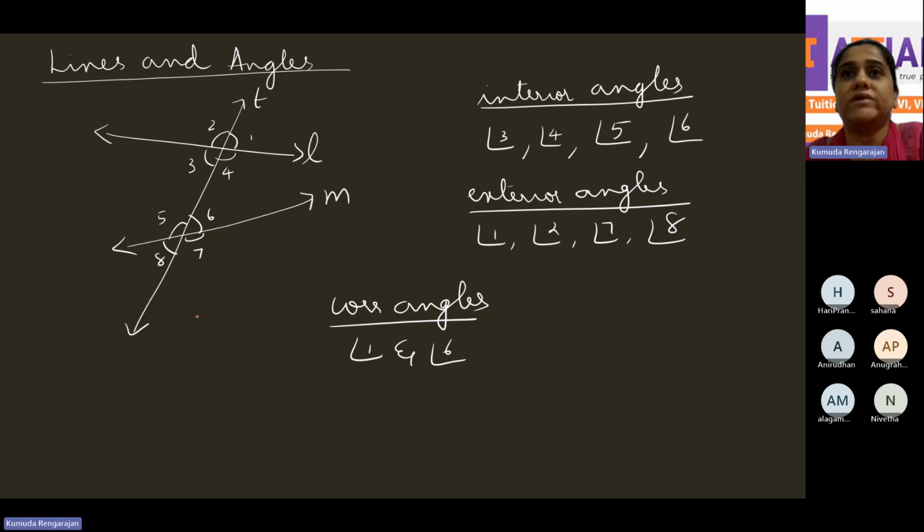So resuming what we were discussing, we were talking about corresponding angles. Okay. So three things. Corresponding angles are formed on the same side of the transversal. One angle is an interior angle, the other is an exterior angle, and the two angles have different vertices.